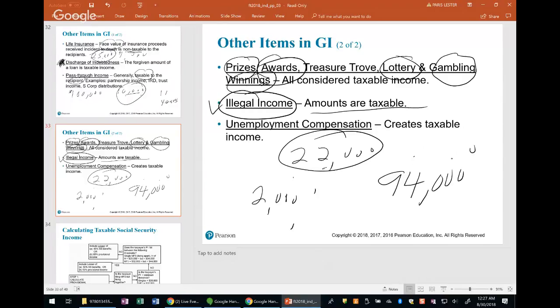Illegal income. It's taxable. Now, I'm supposed to report illegal income.